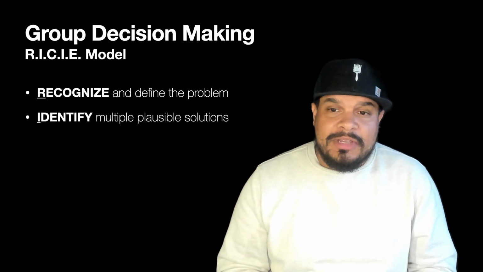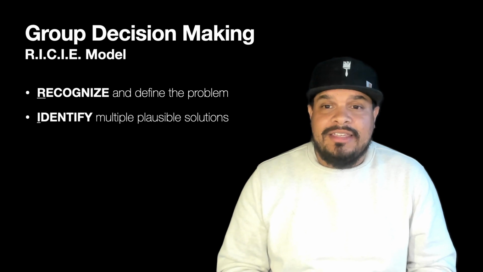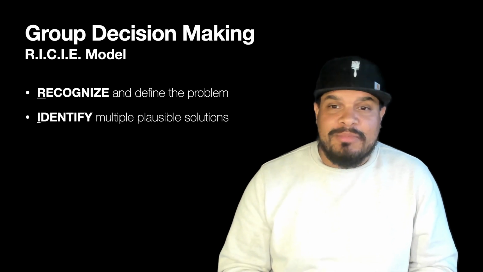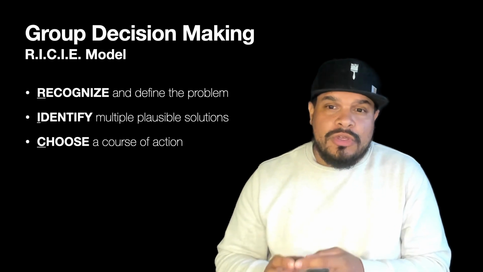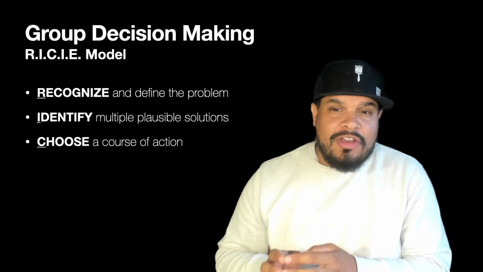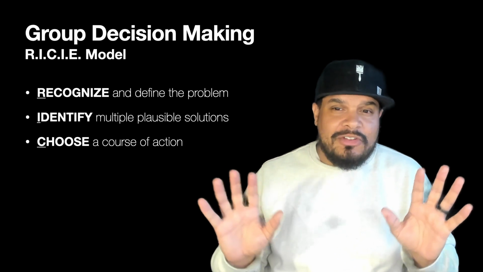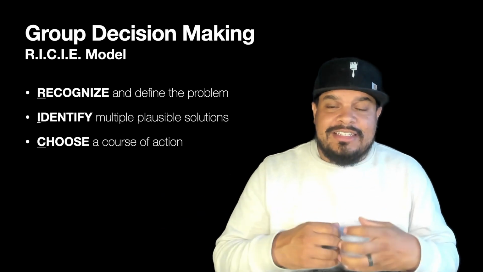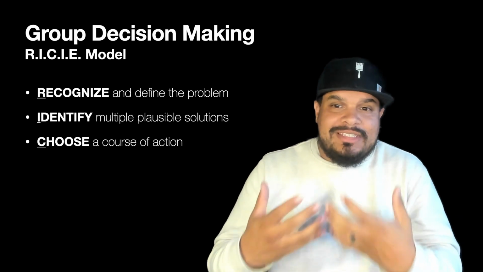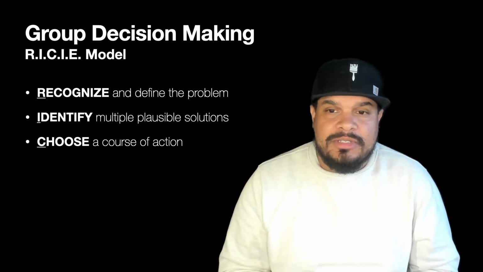And one of those crazy ideas might be the ticket to really solving the problem in the fastest way possible. Next, you're going to choose a course of action. Now, this is the hard part because everybody has all of their different ideas. Everybody's coming together. And once you've got all these ideas, each person is going to present the best of their ideas to each other.